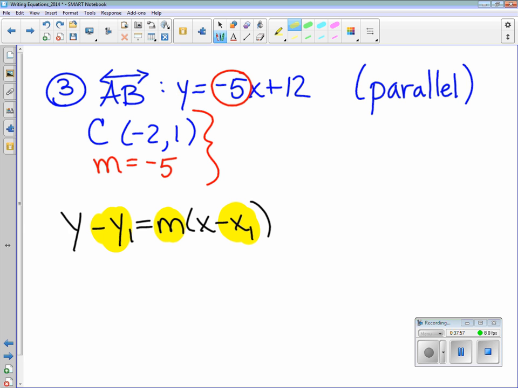All right, so let's plug in what we got. Hopefully this is the answer you got. So y minus 1 equals negative 5 parentheses x plus 2. Done. It didn't say put it in slope-intercept form, did it? It just said write an equation. I wrote one. Now, you have to be careful because sometimes the directions say put it in slope-intercept form, right?